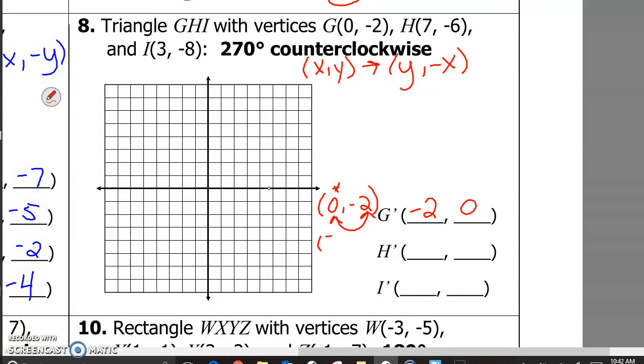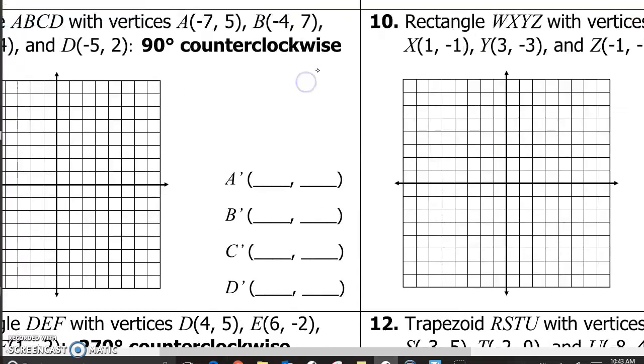Okay, H, you've got 7, negative 6. Switch, that x becomes the opposite. So negative 6, and the opposite of positive 7 is negative 7. And then I is 3, negative 8. So you switch, and that 3 becomes the opposite. So we have negative 8, the opposite of positive 3 is negative 3. All right, so those are going to be the coordinates for the new image.